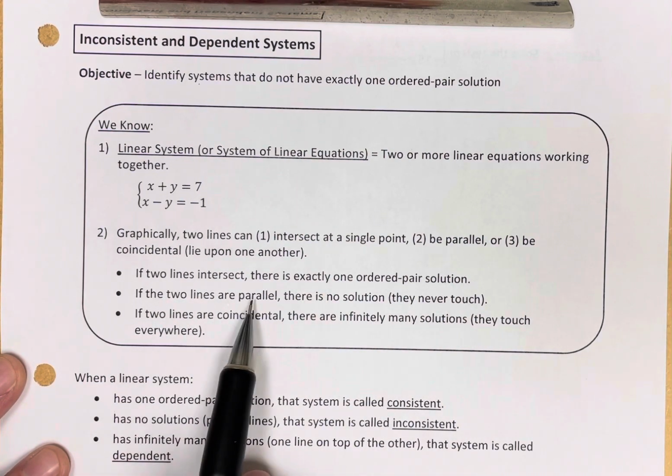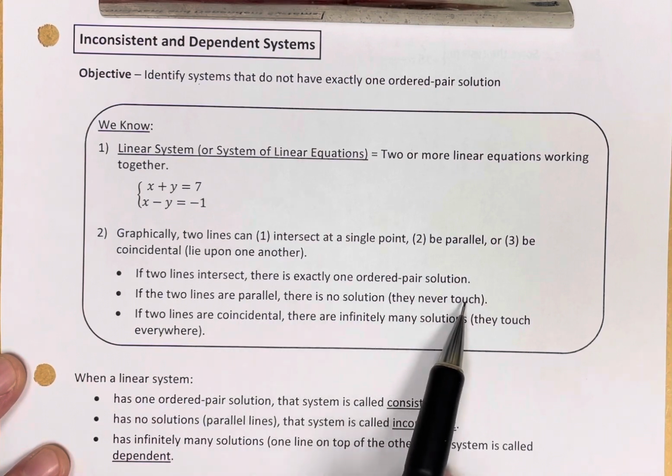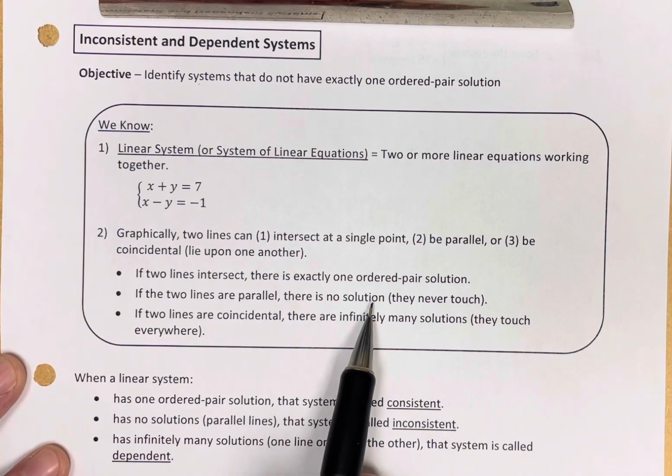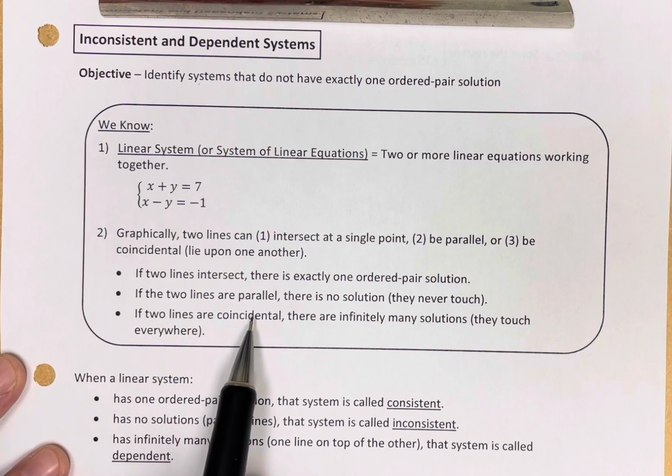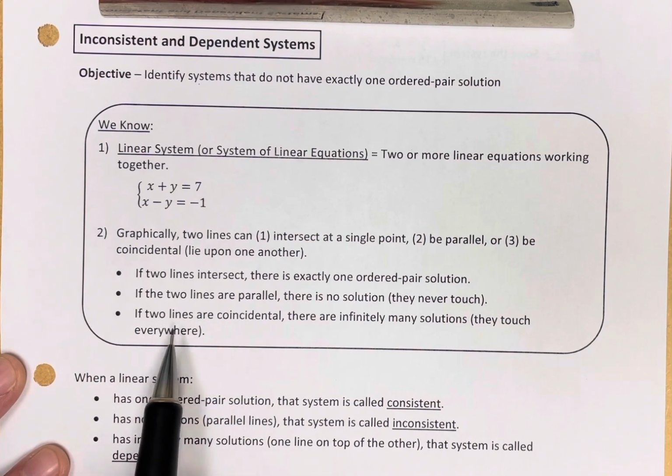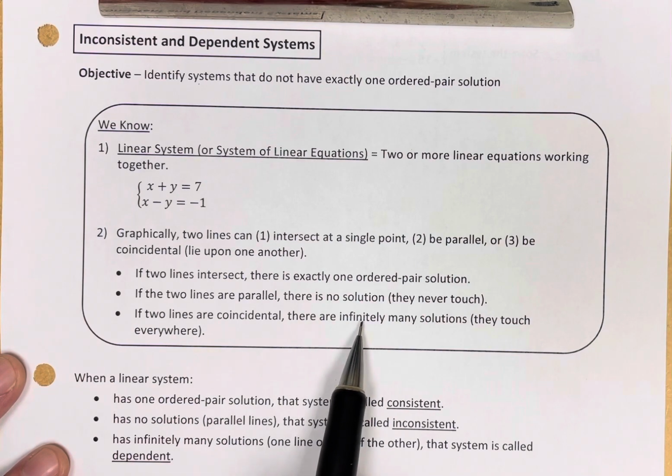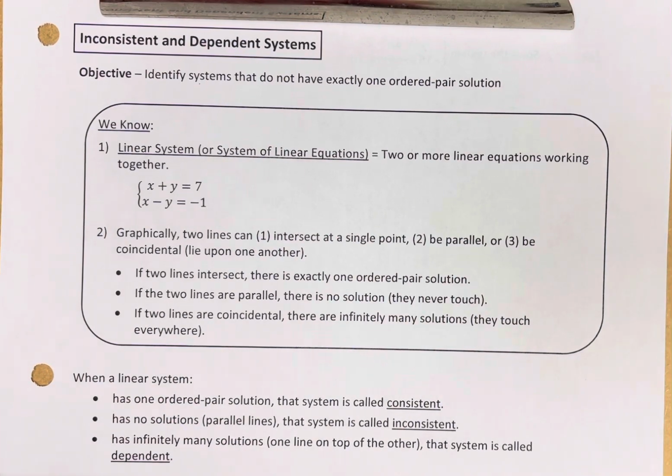If the two lines intersect, there is exactly one ordered pair solution. If the two lines are parallel, well, they never touch, therefore there is no solution. If the two lines are coincidental, well, they always touch. So therefore there are infinitely many solutions.